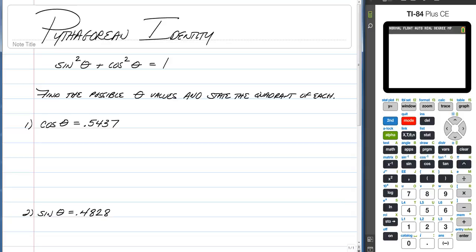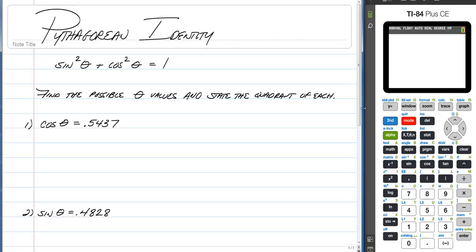When we are working with the Pythagorean identity, this is a little bit different because you're given the ratio of a given trig function. It's going to be sine or cosine. So to do this, it's really not that difficult. It does require a calculator and some calculator skills. So let's just hop to it so you can see what's done, and it's really not that bad.